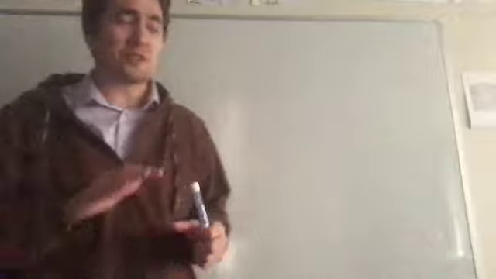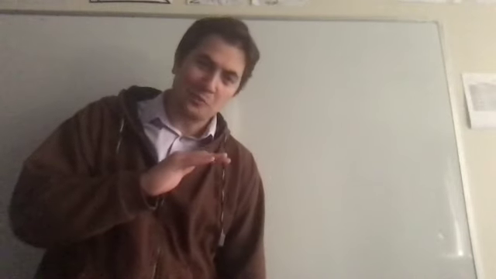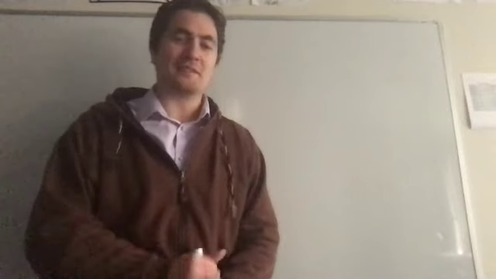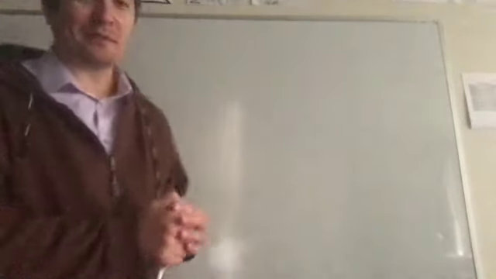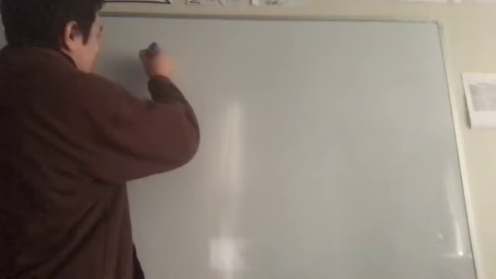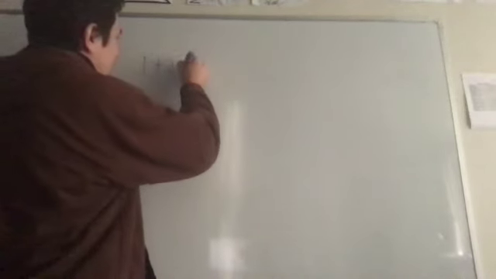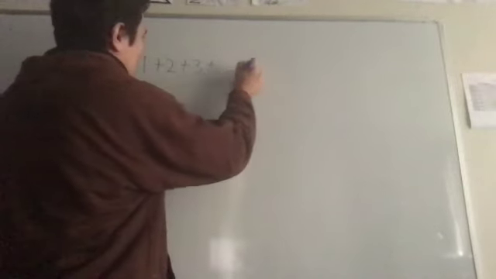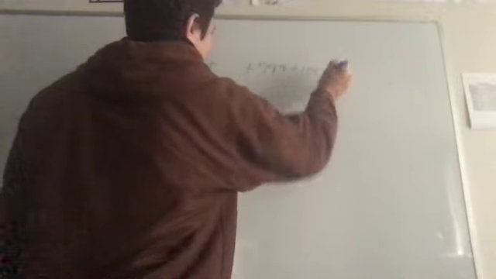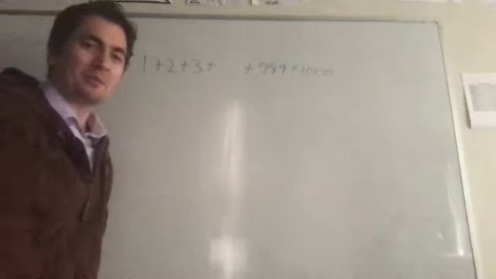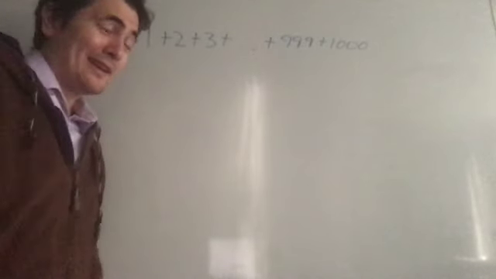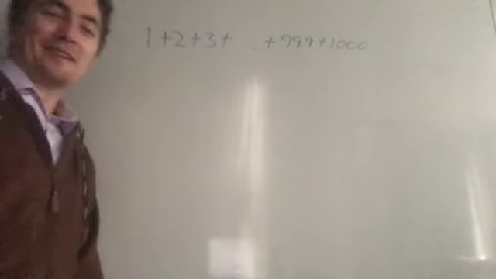A bunch of little snot-nosed brats, just this tall. And he says, all right, class, you have until the end of the day to tell me what this is. So he writes: 1 + 2 + 3 + ... + 999 + 1,000. Add up all the numbers from 1 to 1,000. I'll see you at the end of the day. And then he just sits back at his desk and chills.